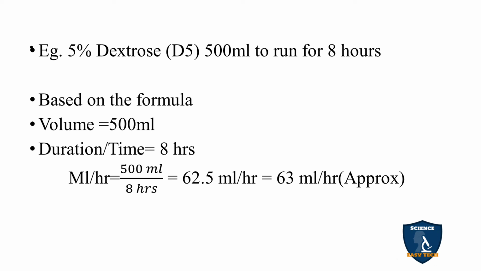This question is a direct question where 500 ml is in milliliters and 8 hours is given in hours. So you have substituted directly 500 ml divided by 8, and you have got the answer as 62.5 ml. Always round it off. So you have rounded to 63. Suppose your answer is 62.3, then you have to round it to 62. Since it is 62.5, you have rounded to 63.